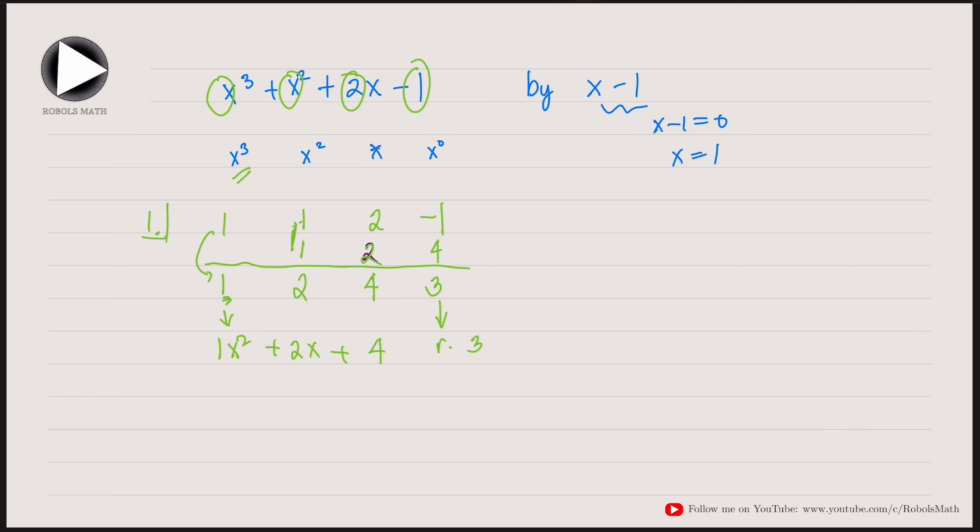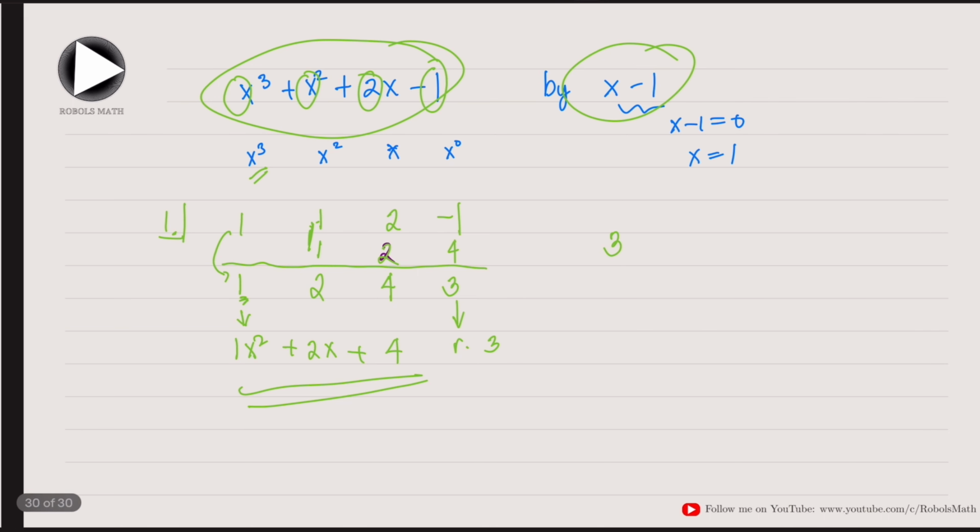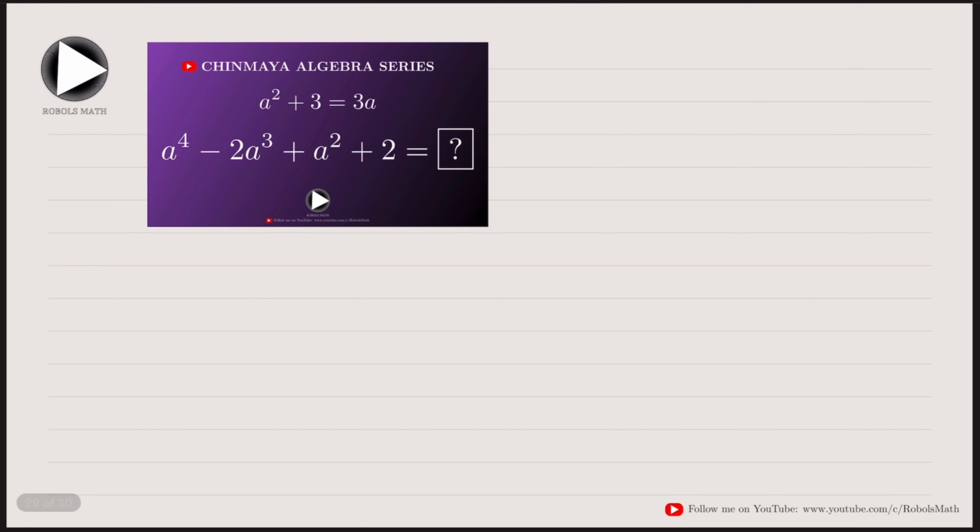Therefore, the remainder when we divide this polynomial by x minus 1 is 3, with a quotient of x squared plus 2x plus 4. The method is quite similar for higher orders of divisors like a quadratic polynomial. So first we rewrite the divisor in favor of a squared. So that would be a squared is equal to 3a minus 3.